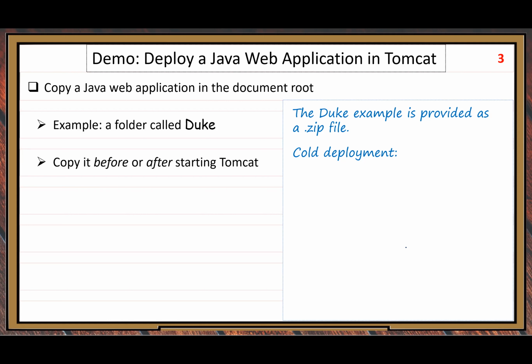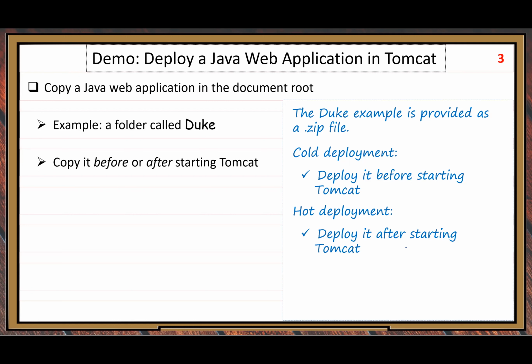The first one is called cold deployment. Tomcat is not running, it's cold. So deploy it before starting Tomcat. But the second way, hot deployment. Tomcat is running, it's hot. But we do not shut down Tomcat, although you can shut down. We just deploy it directly when Tomcat is running. Deploy it after starting Tomcat. Later, I will compare these two ways a little bit.